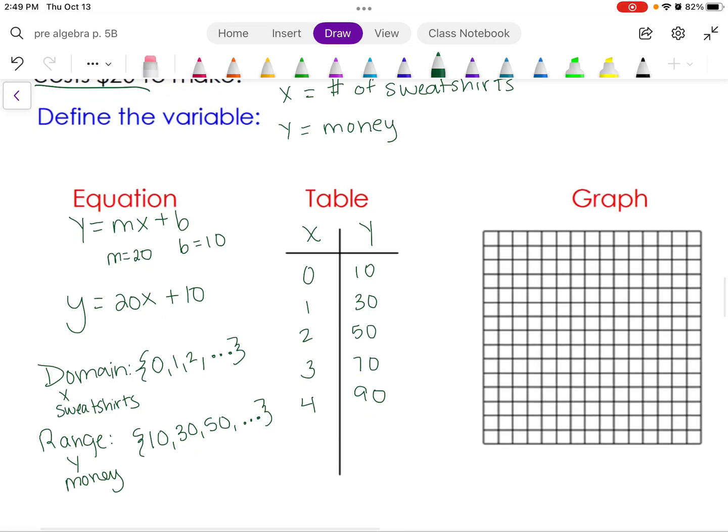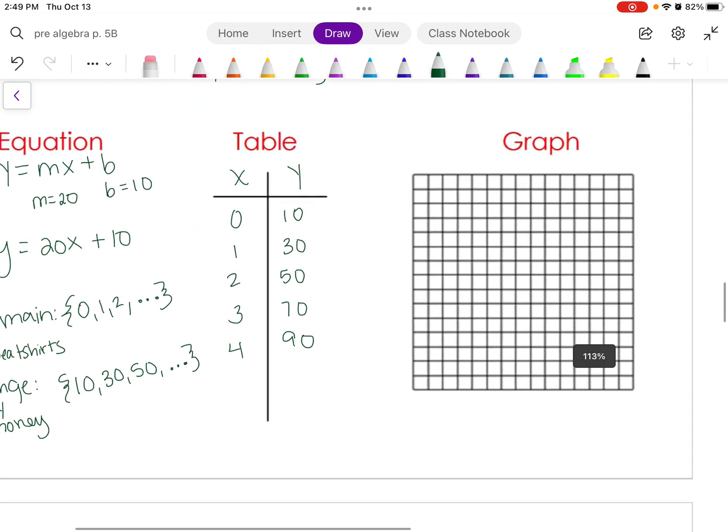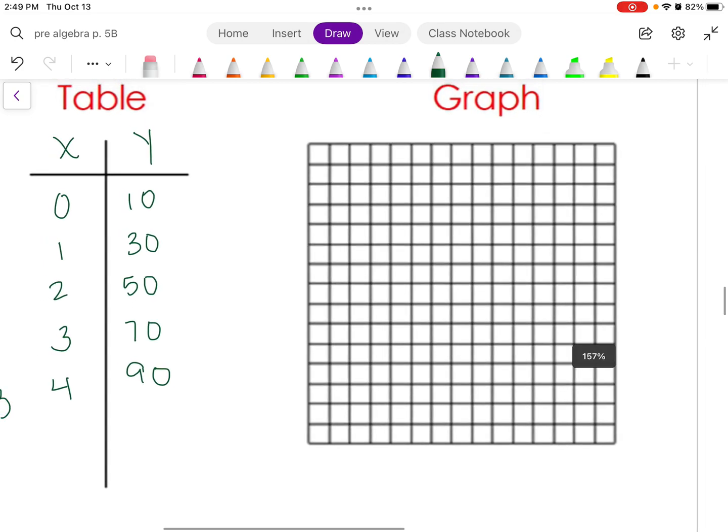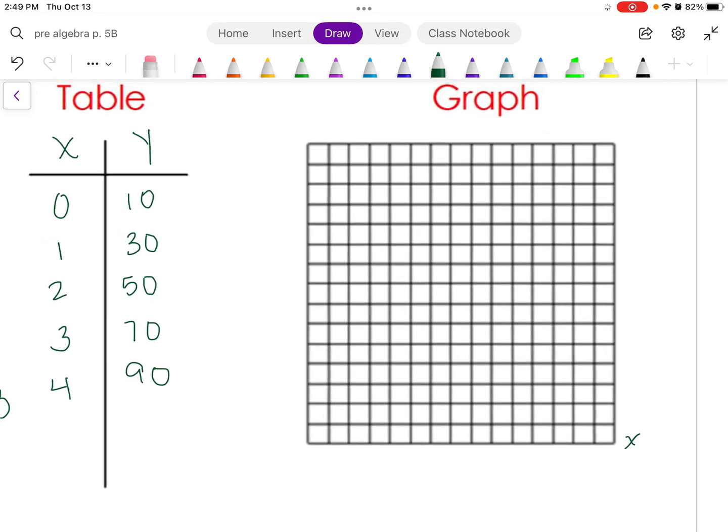And last but not least, we can do our graph. When we do our graph, I'm going to zoom in on it, we have to make sure we are labeling it. So my x-axis, that would be labeled my number of sweatshirts, because x is representing our sweatshirts. Our y-axis would be the money, because y is representing the money. And then overall, our graph is talking about the cost of sweatshirts. So that's my title for my graph.